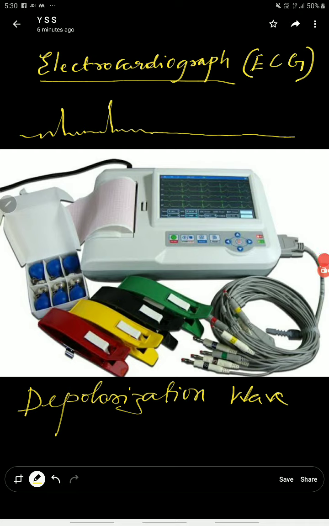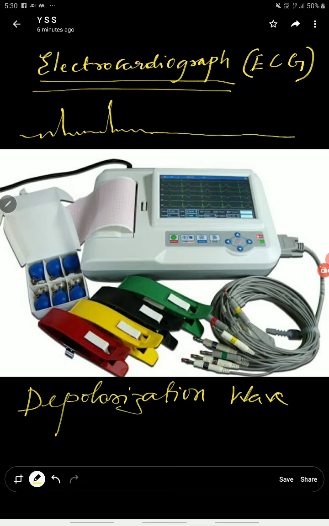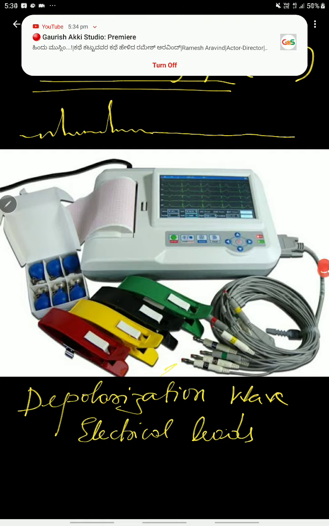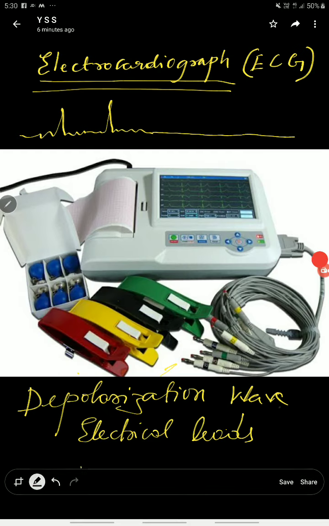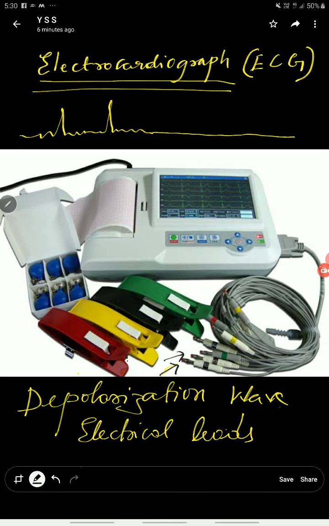Okay, so how to measure the electrical activity of the heart? We have an equipment which is called an electrocardiograph. The electrocardiograph has the electrical leads, as given in the book. So these are the electrical leads, right? You see, these are the electrical leads. These electrical leads are connected to plug-like structures and they are connected to our body to take the standard electrocardiogram.